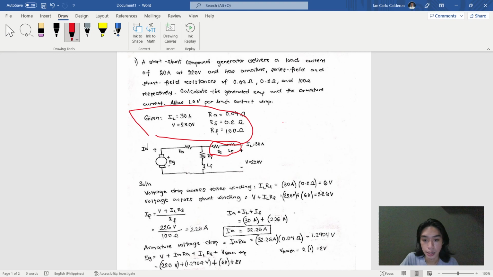For this part, the formula is V plus the voltage in the series winding, so 220 volts from the terminal voltage plus 6 volts from the series winding volts. Add them to each other, and we get the value of 226 volts.